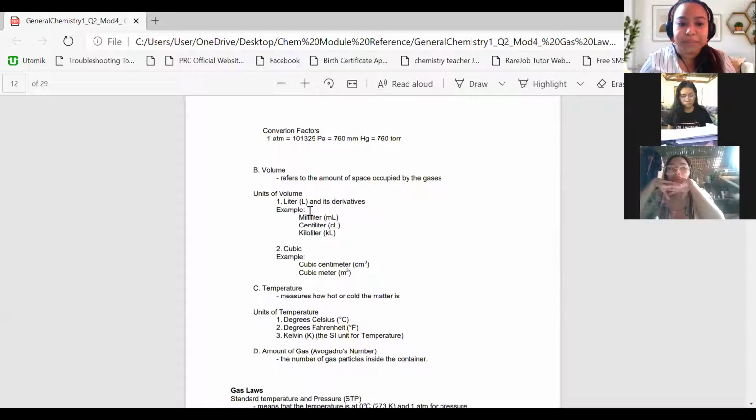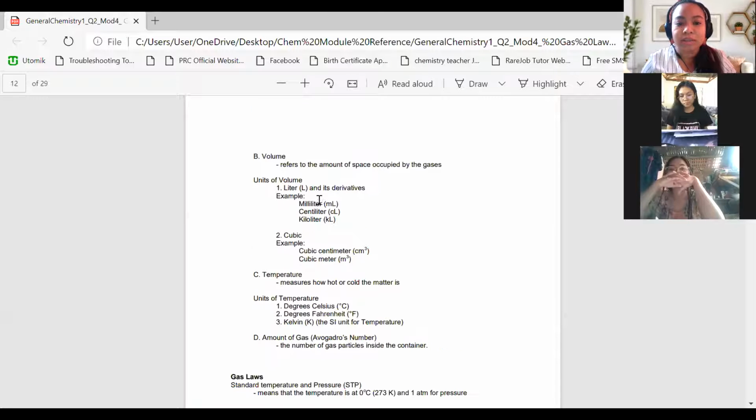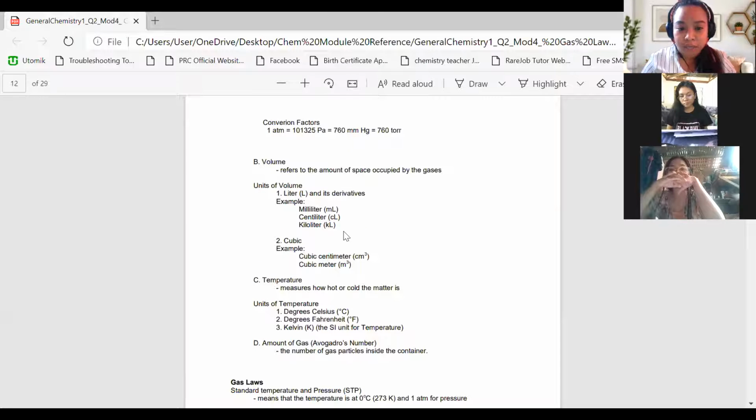So, the unit for volume is liter and its derivatives. Kung tag derivatives, this includes katong ato ang mga multiplier, milli, centi, kilo. Then we have the cubic. Actually, the SI unit for volume is cubic meter.